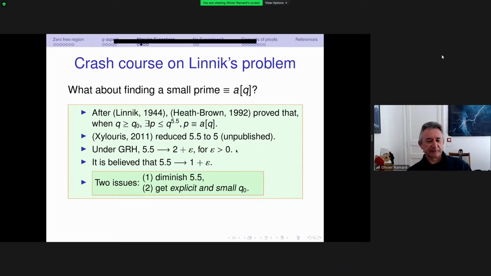Yes. And most probably, we believe that the good value should be 1 plus epsilon. There are some heuristic arguments that tell you that. So there are two issues: diminish the 5.5, or the 5, or 5.80, and get an explicit version of it. So that is valid for decent integers Q.